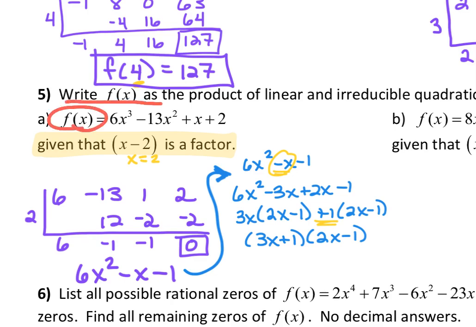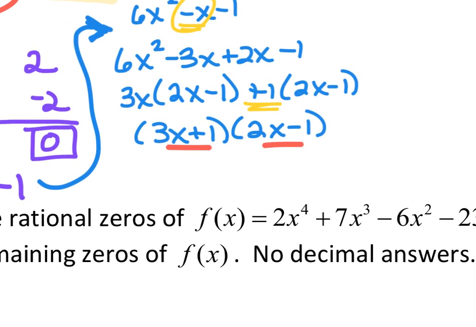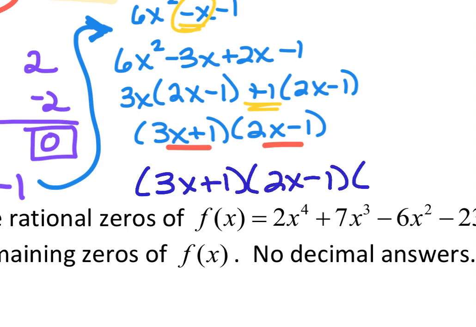so I want to write what's equal to f of x as a product. So I want to take those two linear factors and what I divided by, and my answer is all of those things multiplied. So my answer is going to be that 3x plus 1 times 2x minus 1 times the x minus 2 that I divided by at the very beginning.